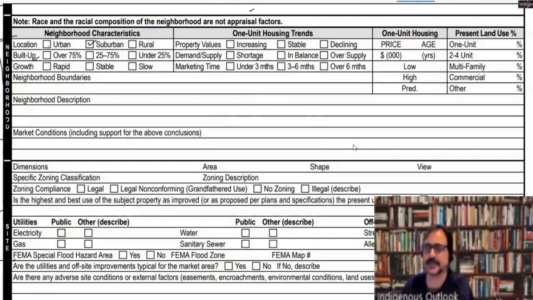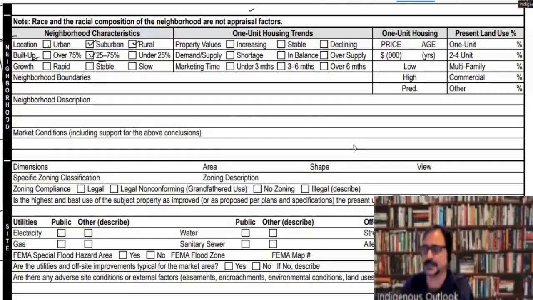But in a suburban area, there is a possibility that 25 to 75% of the area has been built. It could be 50%, 40%, but a similar area is still vacant, not occupied by people for anything. So if it is suburban, 25 to 75% is the built up area, I'm good. I know that this is the condition.